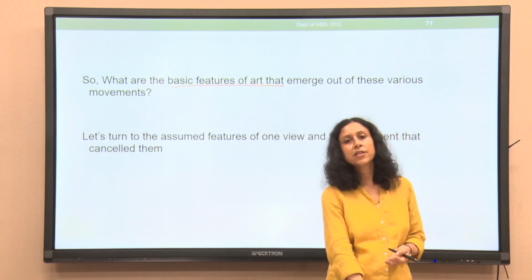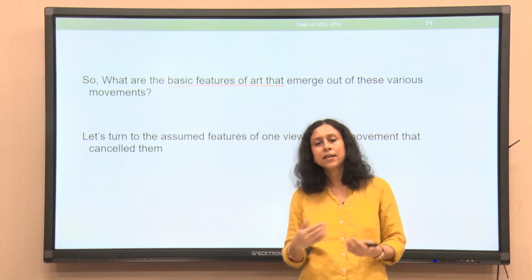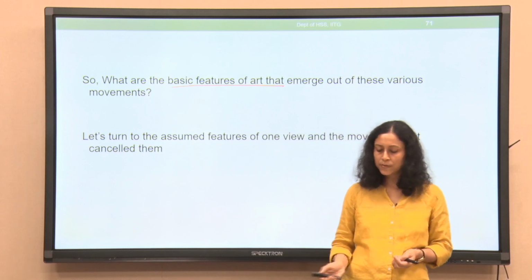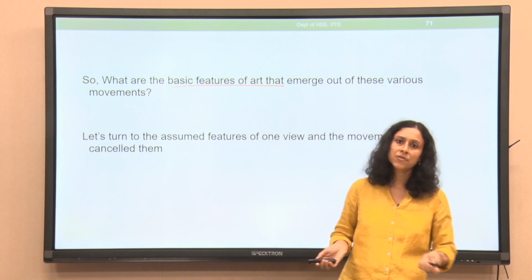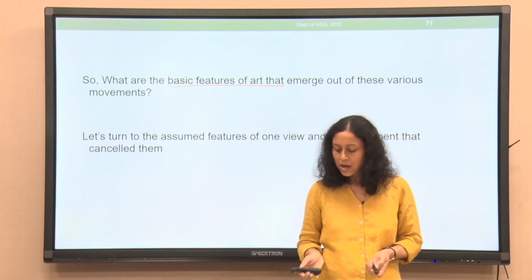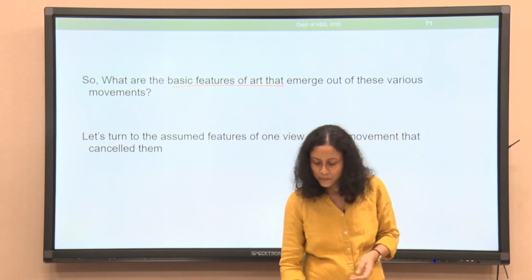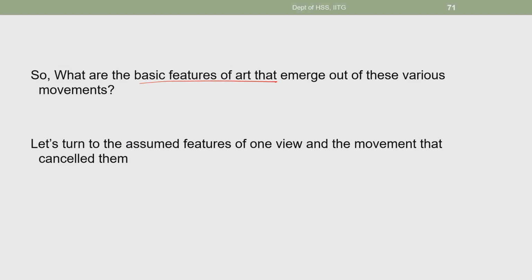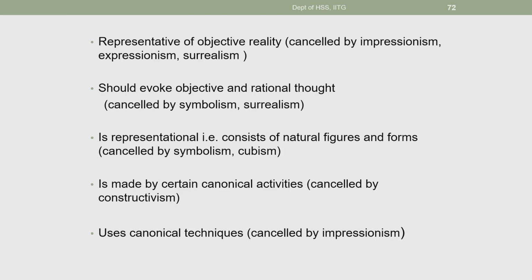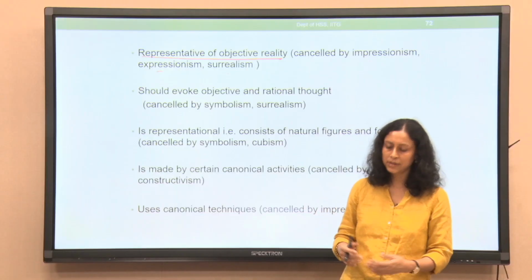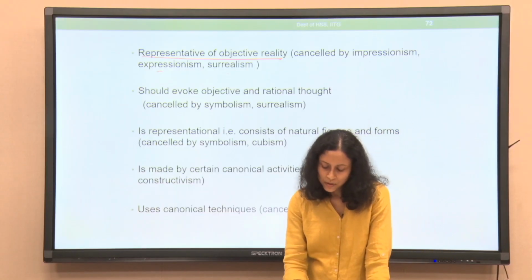When art was essentially an indoor activity in the old times, and gradually it came out into the outdoors, that was a movement, almost a revolution at that time. Similarly, in terms of how to paint and so on. So, let us turn to the assumed feature of one view and then a movement that cancelled it. For example, in the case of impressionism, expressionism and surrealism, the idea was to represent an objective reality, something that is out there, you just express it.